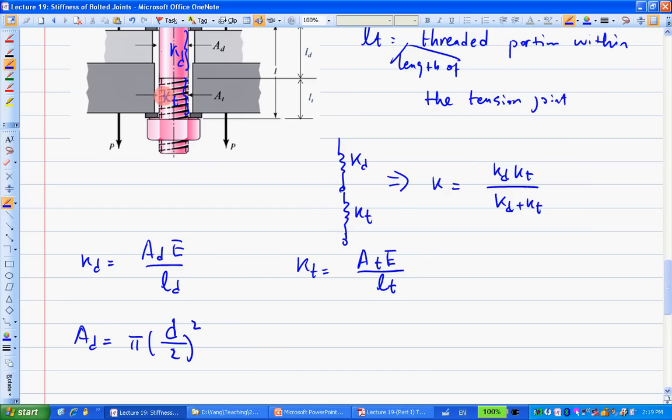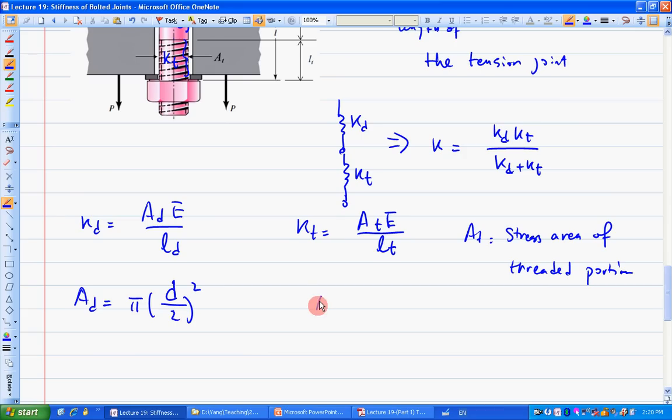And AT is the stress area of the threaded portion. In the previous lecture, we had a formula for this, which relates to the pitch diameter and the minor diameter. In this case, you don't need to calculate AT. What you need to do is just go to table A-1 or A-2 to find the corresponding AT. If you know the screw, you're given the screw, of course. So AT should be from either table A-1 or A-2. One is metric, and one is the UN series.